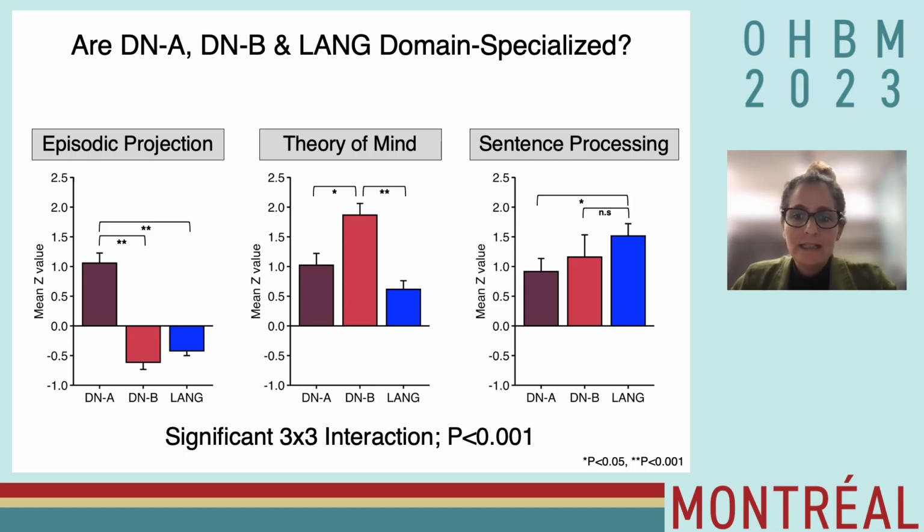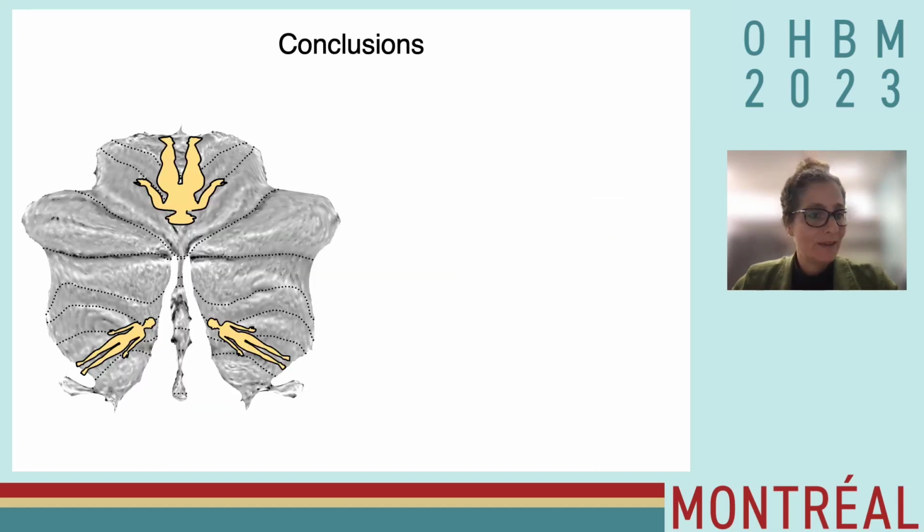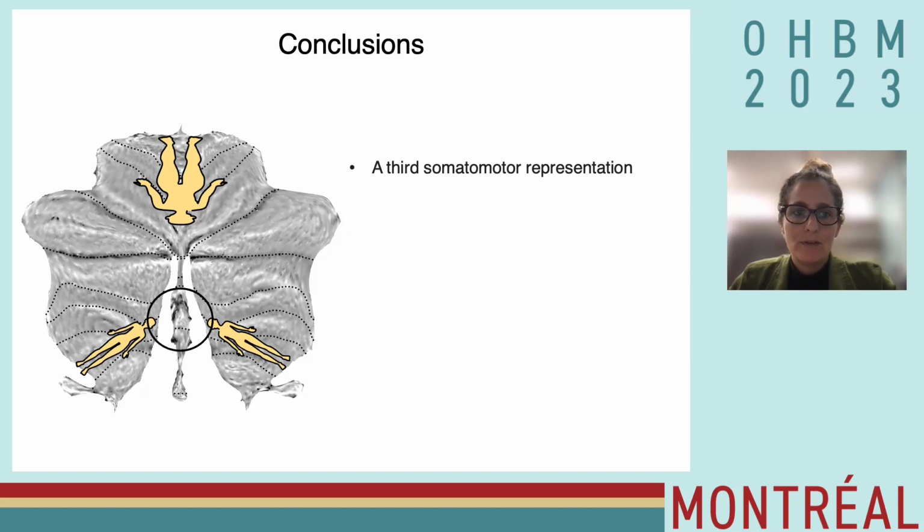Taken together, these results suggest a triple dissociation between DNA, DNB, and Lang regions within the Crus I, Crus II extended zone, as each region shows preferential recruitment to a specific cognitive task contrast. With that, I would like to conclude. I hope I provided evidence to convince you about the existence of a third somatomotor representation in the vermis. There are still remaining gaps. For example, what is the orientation of this third map?